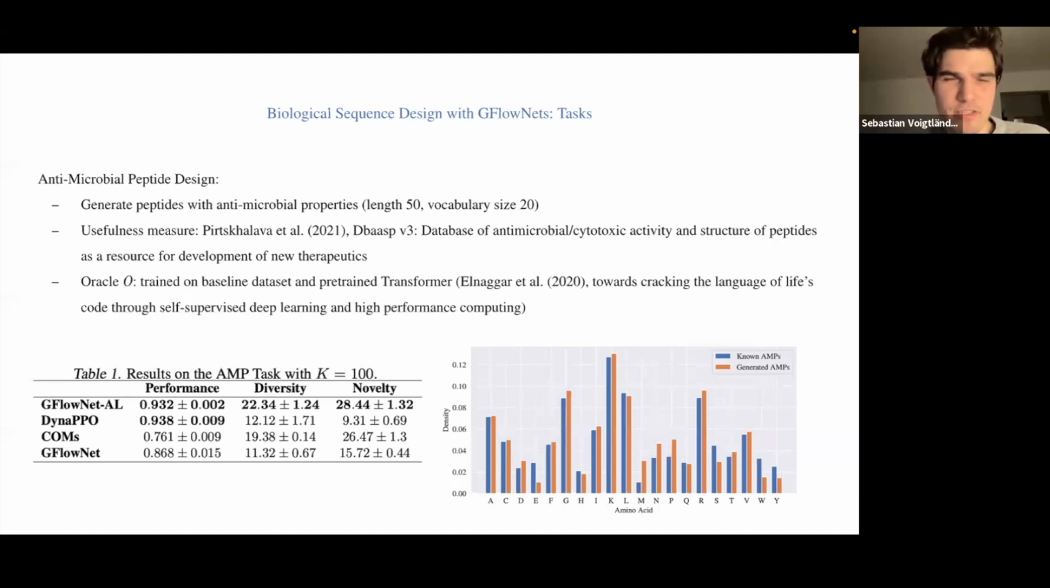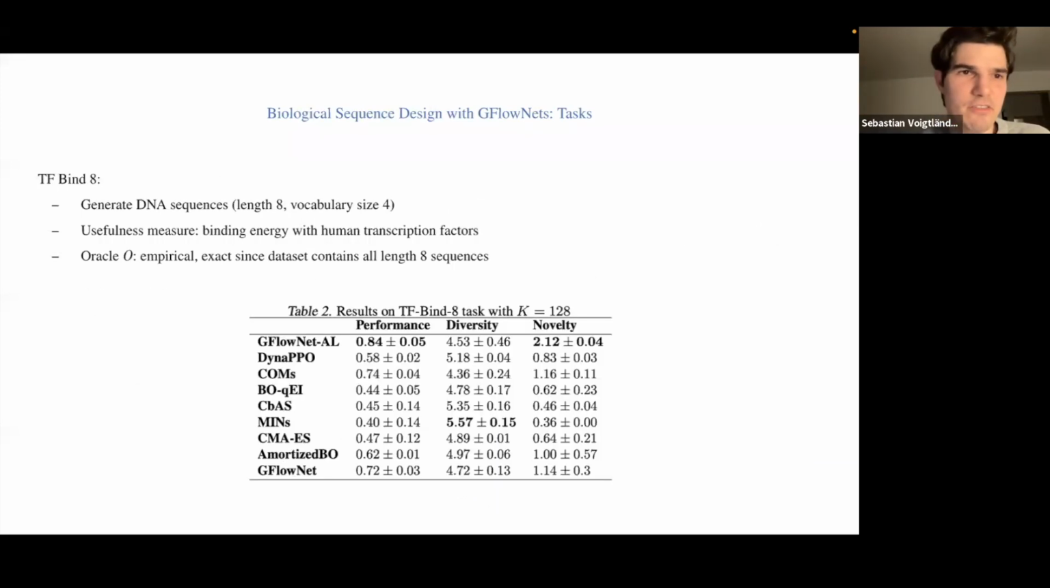So any more questions or next task? Okay, next task. The next task was to generate short DNA sequences that have high binding energies with human transcription factors, and they all have length 8 and vocabulary size 4 in this case. So it's quite a small setup. And in this case, the oracle is empirical and exact, since the data set has all the length 8 sequences with the vocabulary size 4 in them.